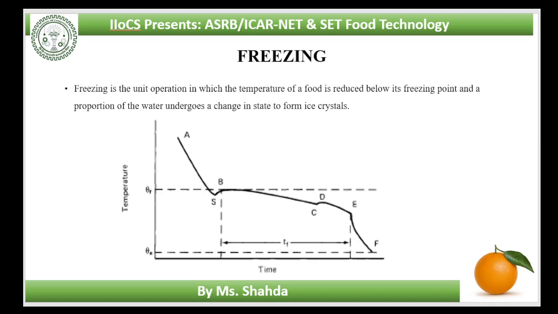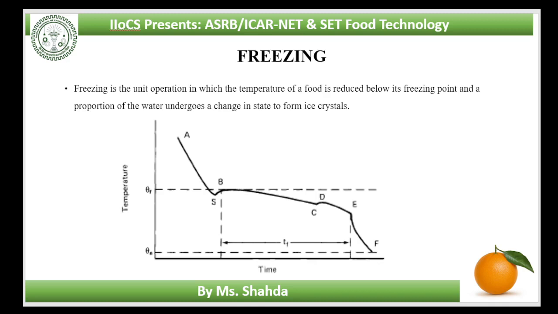If the temperature is monitored at the thermal center of a food, that is the point that cools most slowly as heat is removed, a characteristic curve is obtained. The curve has six components. The first one, AS: the food is cooled to below its freezing point F, which, with the exception of pure water, is always below 0 degrees Celsius. At the point S, the water remains liquid, although the temperature is below the freezing point. This phenomenon is known as supercooling and may be as much as 10 degrees Celsius below the freezing point.